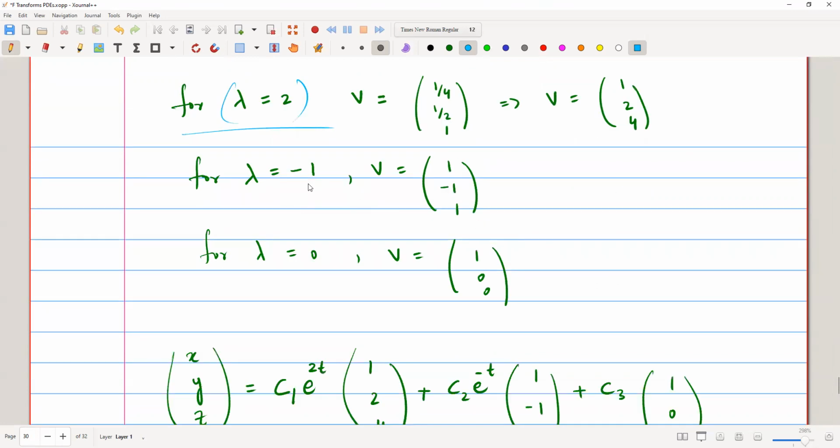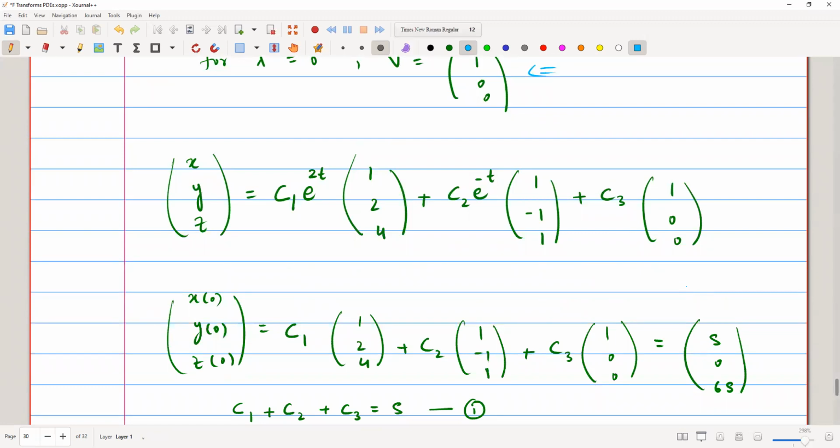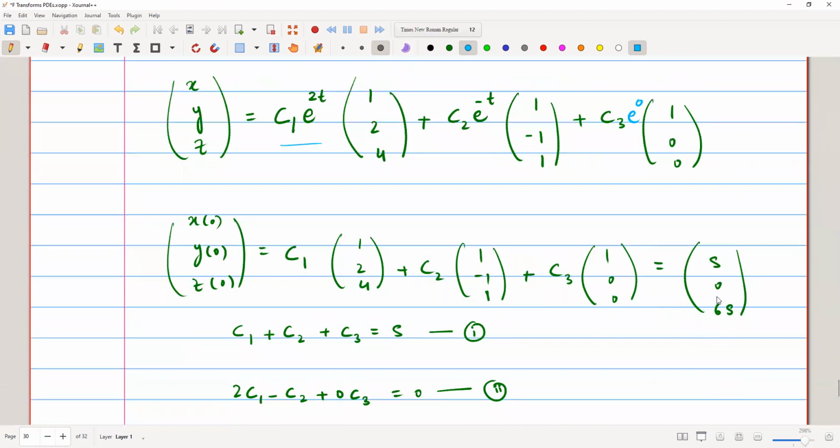And for lambda equals -1, we have this vector. For lambda equals 0, we have this vector here. Then we can write the solution in this form, that x, y, z equals c1 times e to the power of the first eigenvalue times t times the eigenvector corresponding to lambda equals 2, plus c2 times e to the power of the second eigenvalue, which is -1, times t, and the corresponding eigenvector, plus c3 times e to the power 0, because the third eigenvalue is 0, times the corresponding eigenvector.